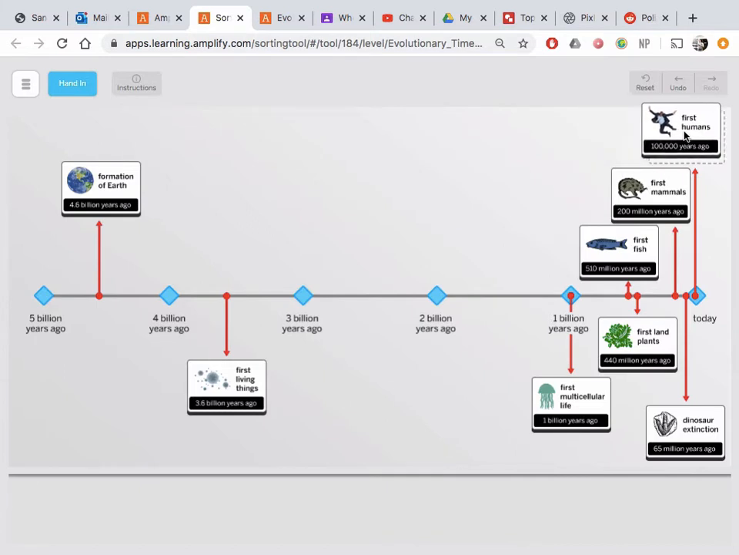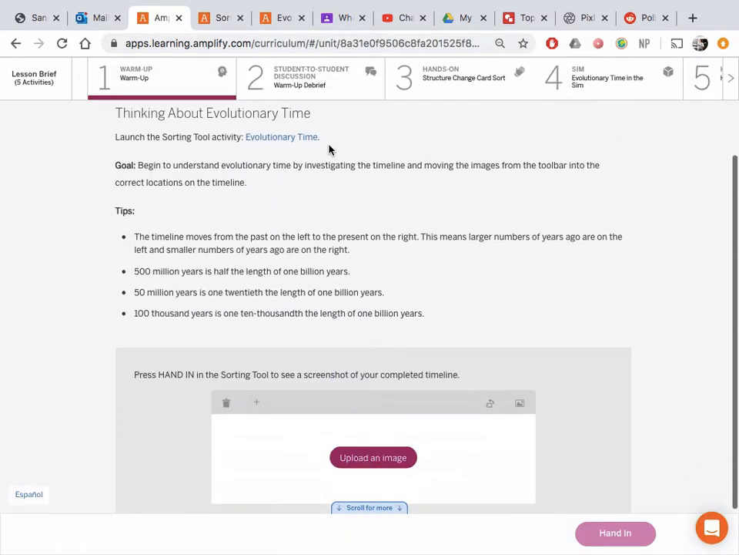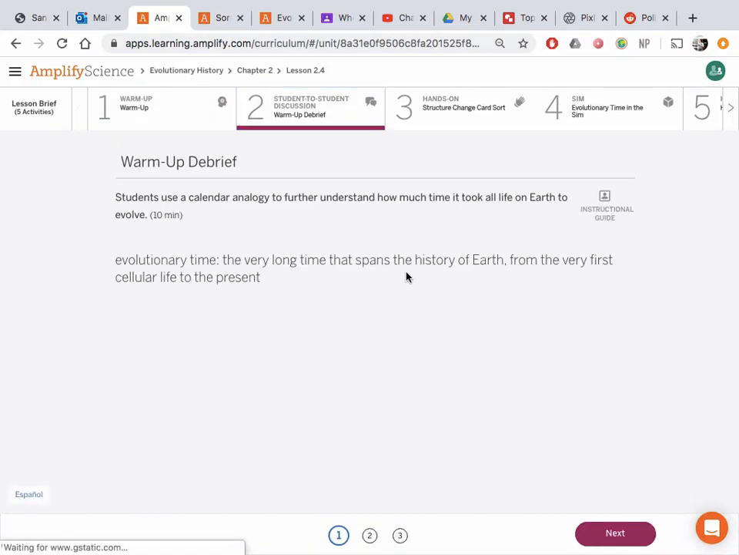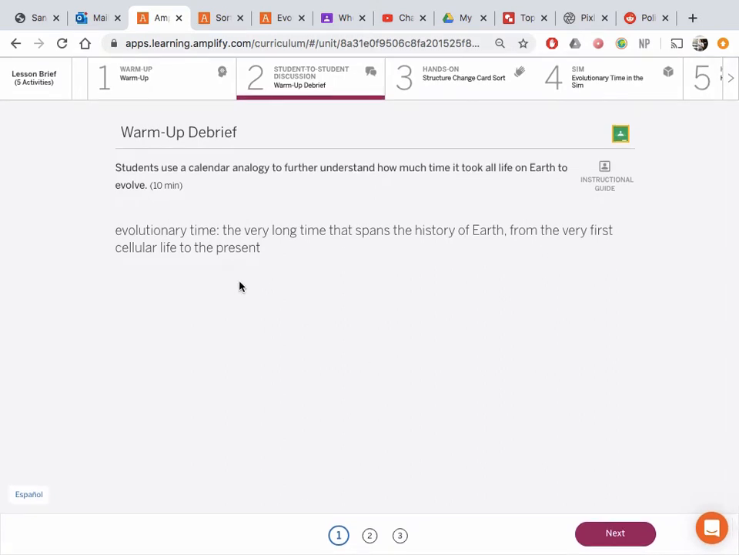And finally, humans have only been around for roughly 100,000 years. Homo sapiens, about 50,000 years. But the more we learn about early humans, the further back we go in discovering how long they've been around. So hand in that warm-up. Evolutionary time is a very, very long time. Evolution takes a long time.